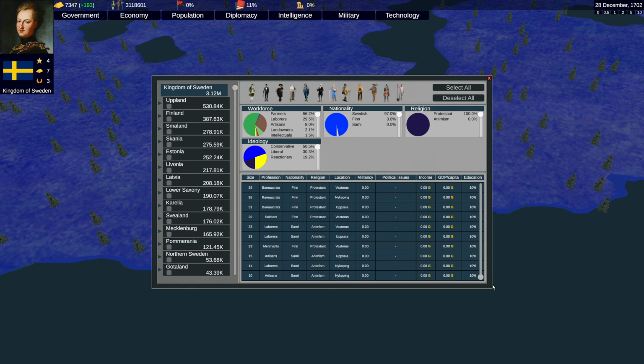Here you can find out every single attribute of your pops individually, and in the future it should be also possible to click on these pops individually and get a pop-up window with even more detailed information about their status and their behavior. That's just about it for this update.